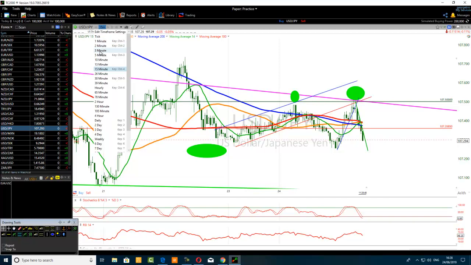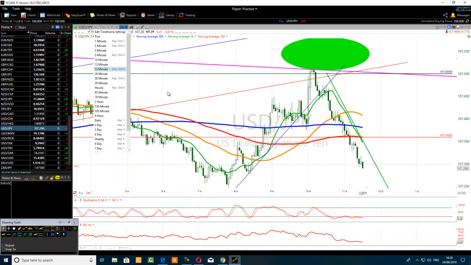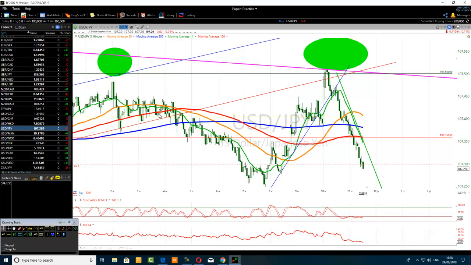Okay, let's quickly go to the 3-minute time frame, just to see what's going on. So my scalping is working beautifully, yes or no? See, it's just going down.